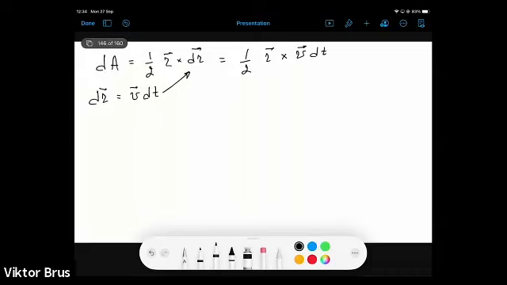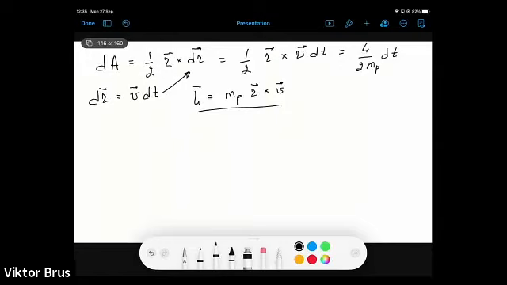And if we now compare this to the definition of the angular momentum vector, which we wrote previously, we wrote that the angular momentum vector is equal to the mass of the planet times the radius vector times the velocity vector. Then, keeping this in mind, we can write that this is equal to the angular momentum vector divided by 2 times the mass of the planet, times dt.